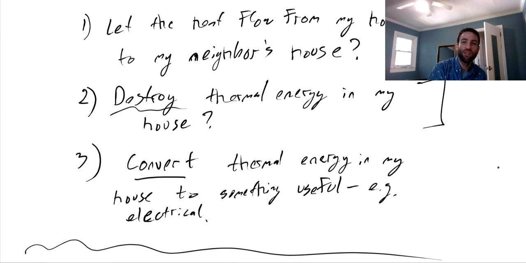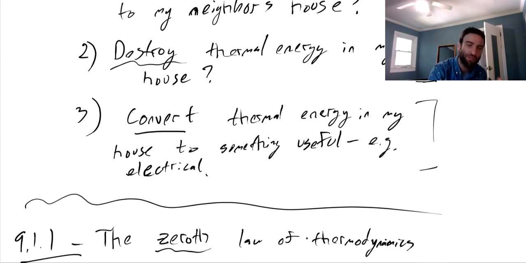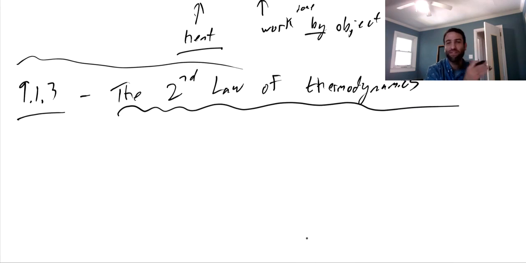Okay, heat naturally flows from hotter to colder. If things are the same temperature, it's not just going to naturally, spontaneously flow from your house at some temperature to your neighbor's house at the same temperature. That doesn't work. Heat's a type of energy, so you can't just destroy it. But what's stopping us from just changing the form of energy, converting all of the heat in my house to some other form of energy, which is nice and useful, right?